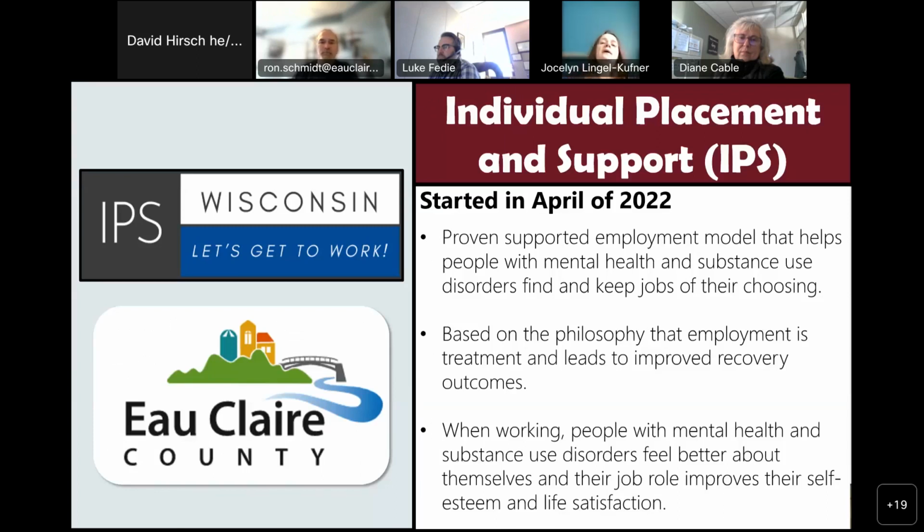So the employment service that we use is called IPS. It is also an evidence-based service, and it is geared towards helping individuals with mental health diagnoses get work, regardless of if they're sober or if they're taking their medications. The goal is really just to start where they're at, and hopefully their mental health symptoms will improve with them being able to be employed.